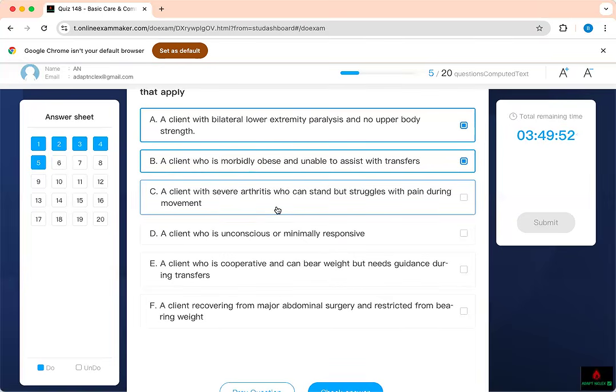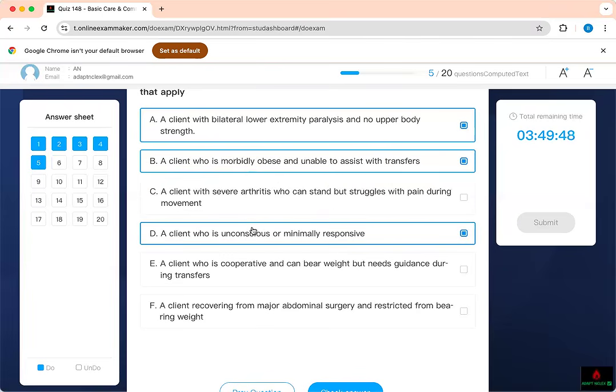A client who is unconscious or minimally responsive cannot bear weight and cannot follow commands. A client who is cooperative, can bear weight but needs guidance. You don't need to lift them up. A client recovering from major operative surgery and restricted from bearing weight. So you see the content, how you can answer the question. Two things according to the buzzwords.